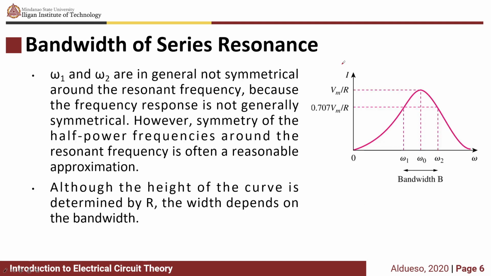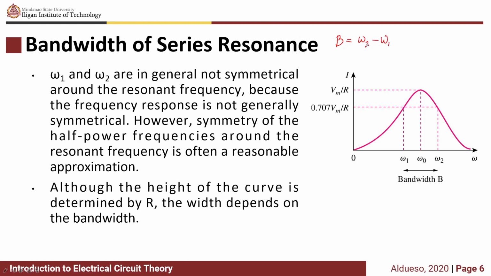The bandwidth of a series resonance. ω1 and ω2 are in general not symmetrical around the resonance frequency because the frequency response is not generally symmetrical. However, symmetry of half power frequencies around the resonance frequency is often a reasonable approximation. Although the height of the curve is determined by R, the width depends on the bandwidth. So our bandwidth B is equal to ω2 minus ω1.